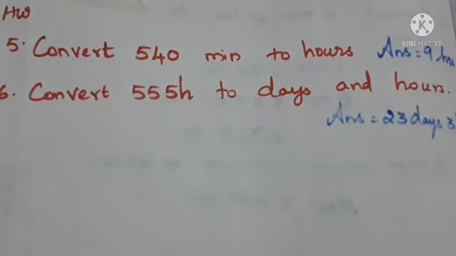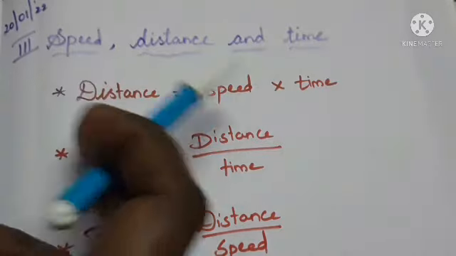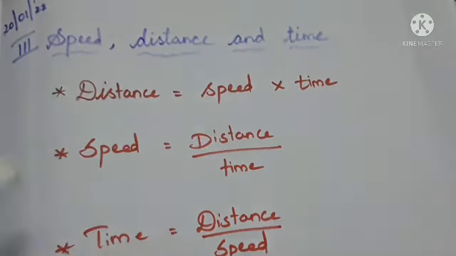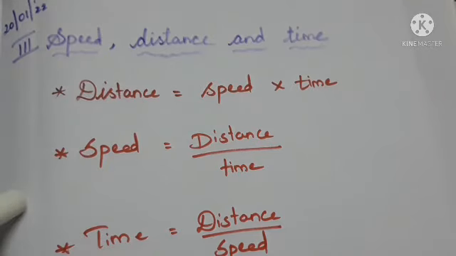Children, now we can move on to today's portion. Our unit name is Time, Speed and Temperature. In the previous class we discussed time. Today we are going to discuss the second topic of this lesson, which is speed. Look at Roman number 3: Speed, Distance and Time. Under the second topic we have three formulas, and by using these three formulas we can calculate the distance, speed and time.